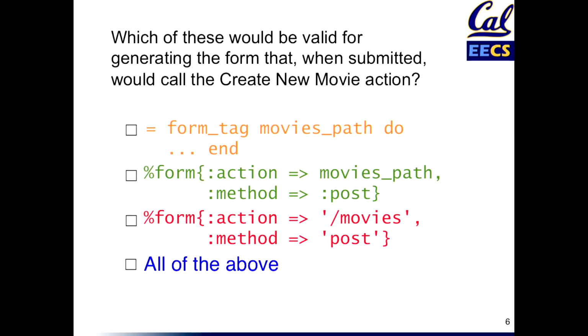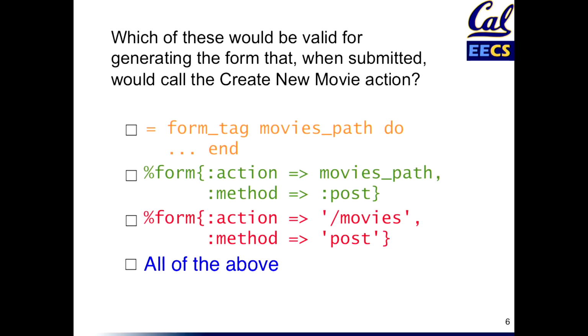You can see that the top one is a call to a method, a Ruby method in Rails called form tag. And the other ones are really just the Haml equivalent of manually creating a form tag ourselves. So are these 3 all OK, or is exactly one of them OK?